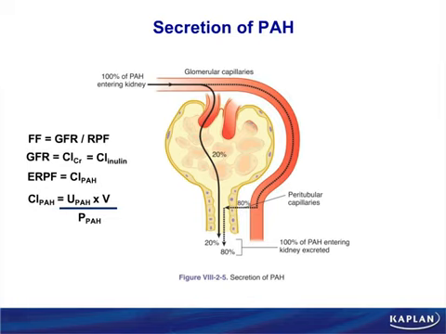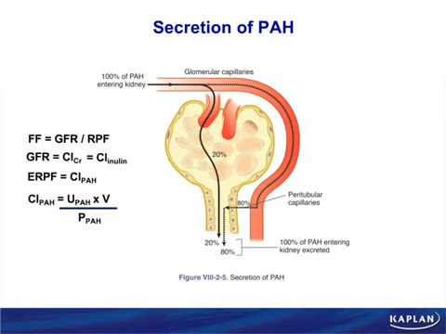280 milligrams. Out of that 280, where did most of them come from? Did most of them come from what was filtered, or did most of them come from what was secreted? Well, 200 came from filtration and only 80 came from secretion. Therefore, most of what was cleared was filtered. So now if I calculate the clearance, I'm estimating what was filtered. I'm estimating the GFR.